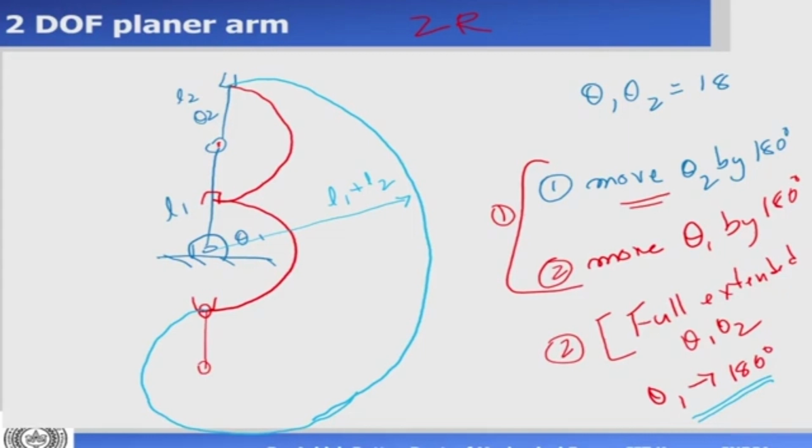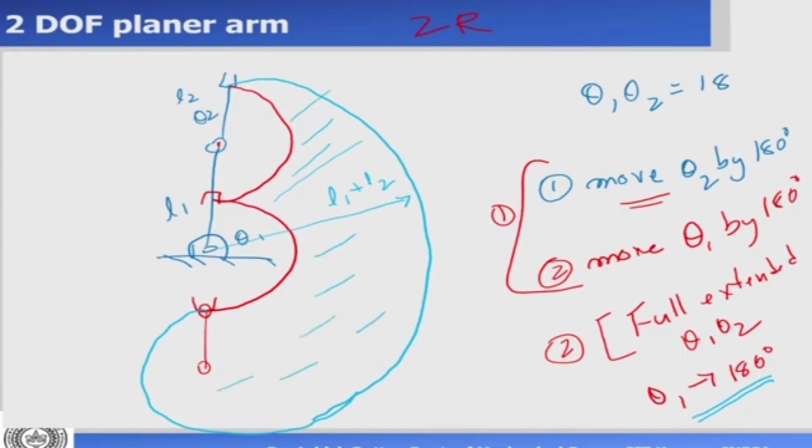Okay, I hope you can visualize this. You need to draw it once and then it will become clear. So we do this in two steps. The first step is that we move theta 2 in the fully extended condition. Then we move it by 180 degrees, we get the inner curve. Then we move theta 1 by 180 degrees, we get the second curve. And then for the outer curve, in the fully extended condition, we move theta 1 by 180 degrees, so we get the outer curve. So this is the shape of the surface that we are getting.